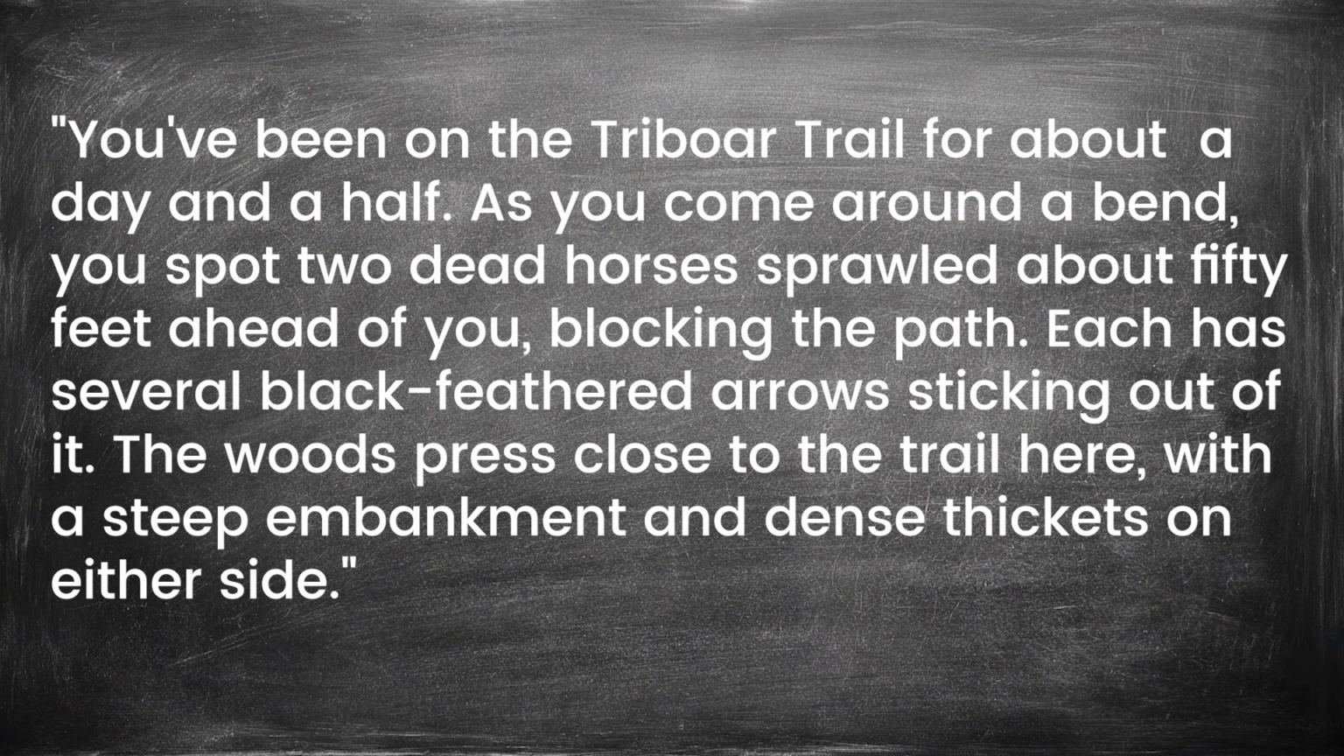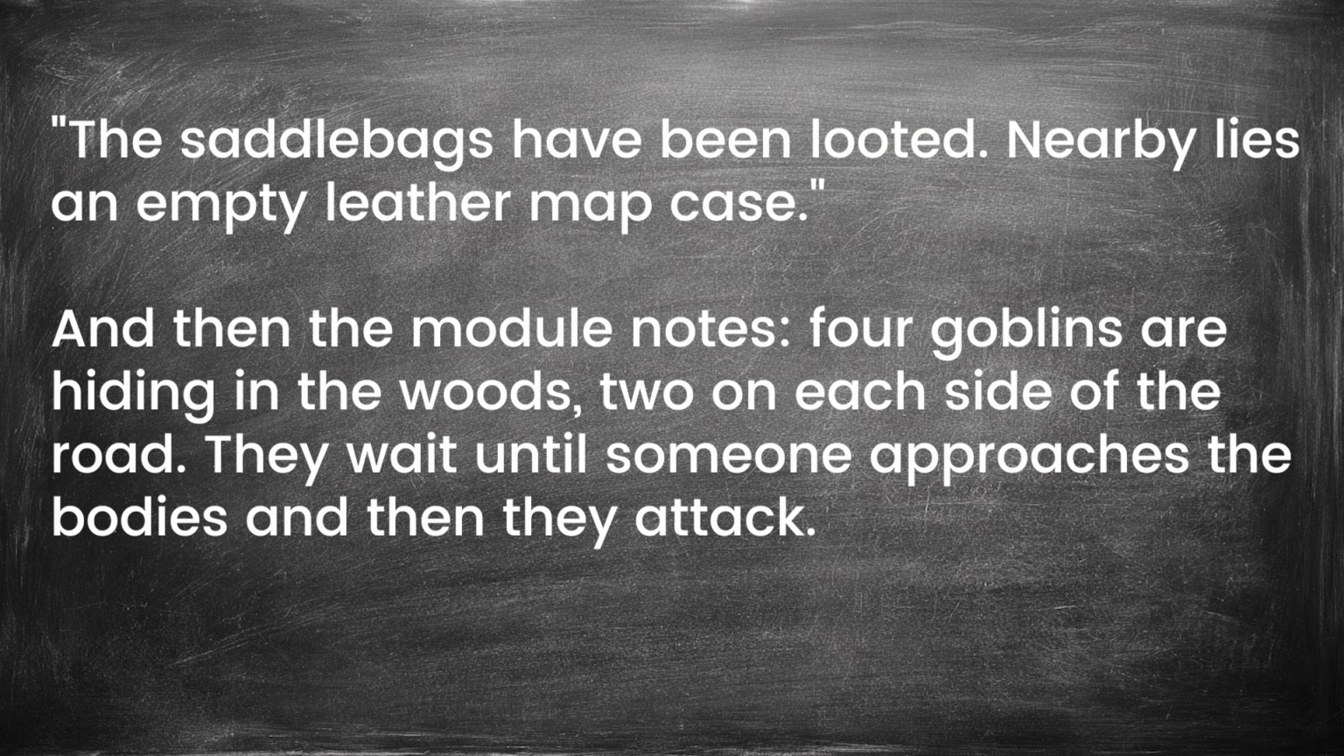Here's the setup. You've been on the Tribord Trail for about a day and a half. As you come around a bend, you spot 2 dead horses sprawled about 50 feet ahead of you, blocking the path. Each has several black-feathered arrows sticking out of it. The woods press close to the trail here, with a steep embankment and dense thickets on either side. Then, once the players move closer, the saddlebags have been looted. Nearby lies an empty leather map case.